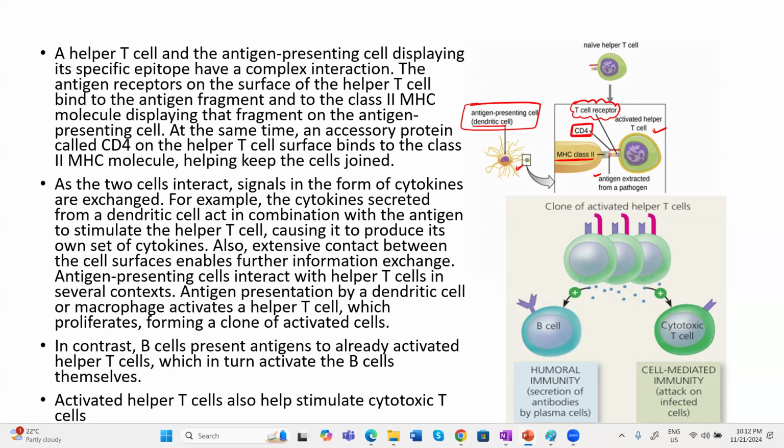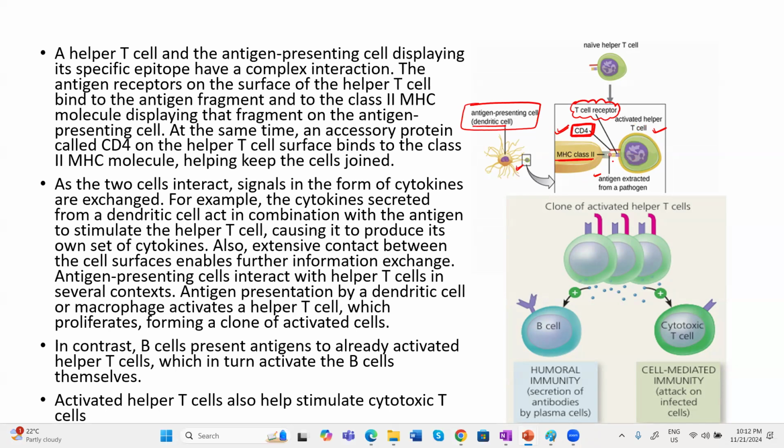Now CD4 is a special type of protein. They are a cluster of differentiation. CD4 is present on T helper cells and CD8 you will find on T cytotoxic cells. So right now we are working on T helper only, so I'm just focusing on CD4.